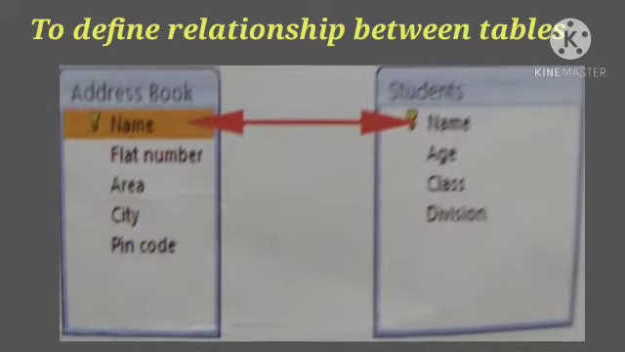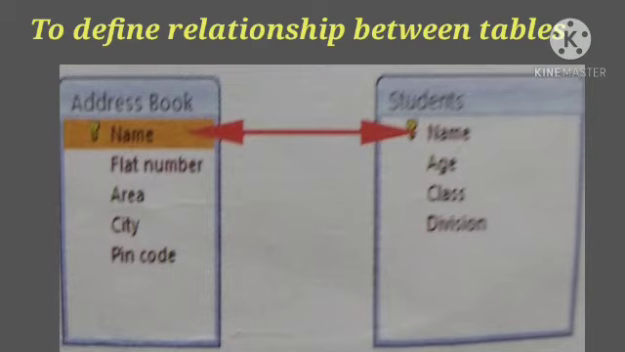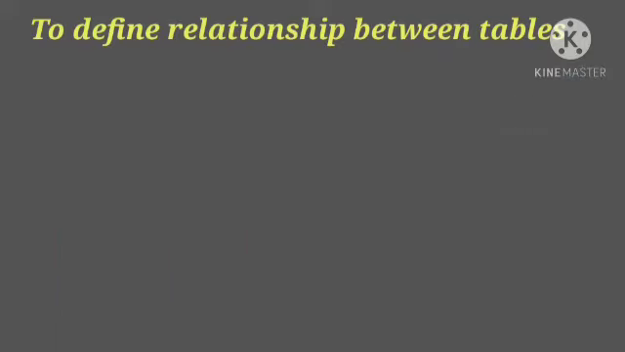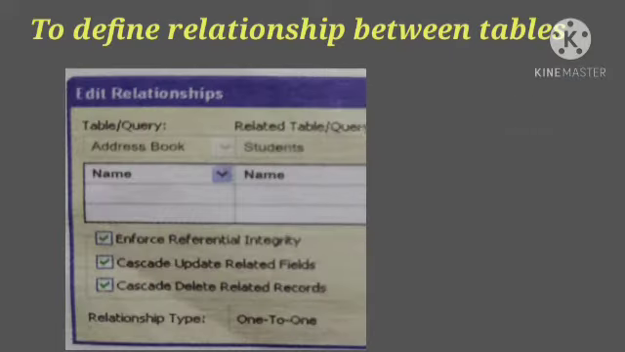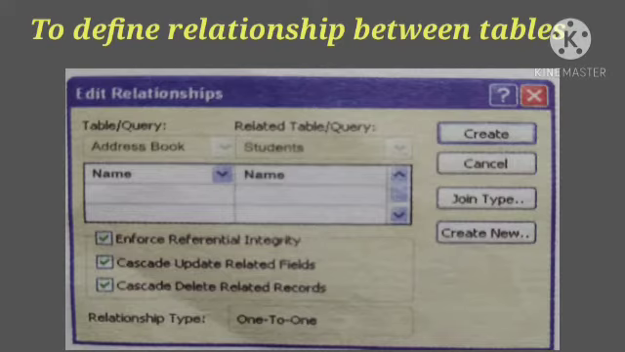Drag a field, typically the primary key, from one table to the common field, the foreign key, in the other table. To drag multiple fields, press the Control key. Click each field and then drag them. The Edit Relationships dialog box appears. Verify that the field names shown are the common fields for the relationship. If a field name is incorrect, click on the field name and select the appropriate field from the list.